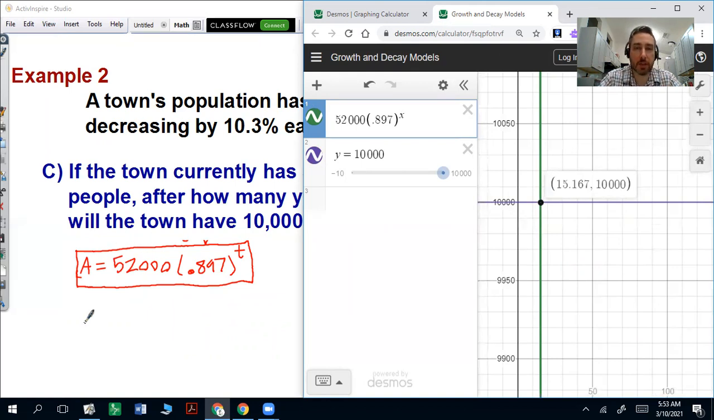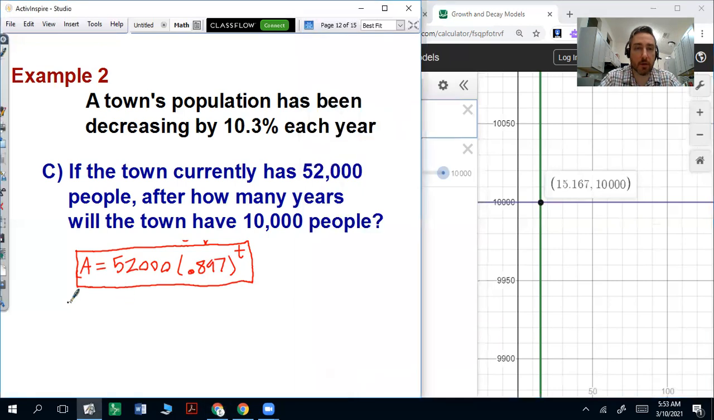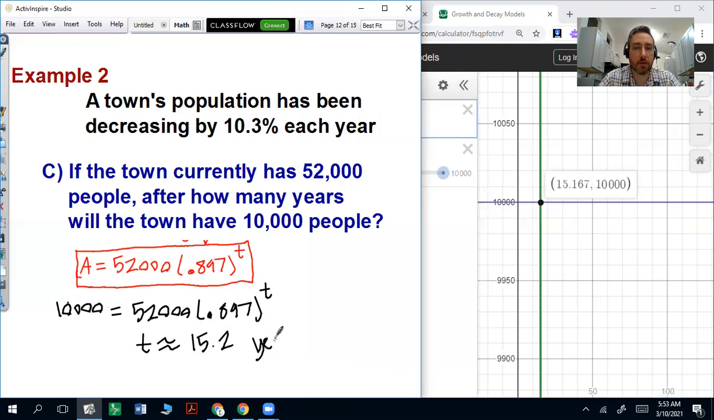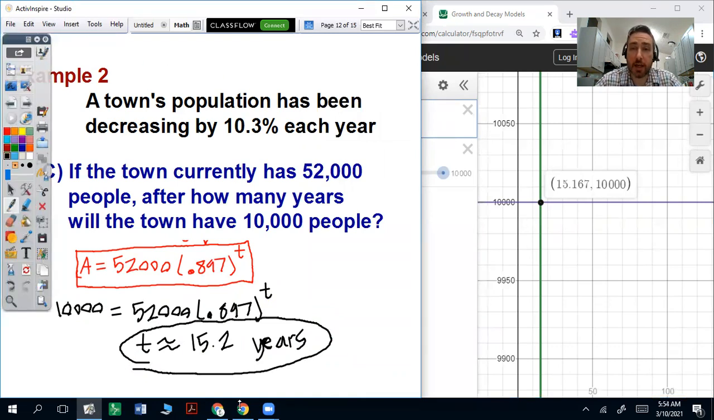So T is approximately equal, when this is 10,000, T is approximately equal to 15, I'll say 15.2 years. Doesn't have to be exact, but I like to go at least one decimal place out when I'm rounding to years. All right, that's how you do an exponential decay problem.